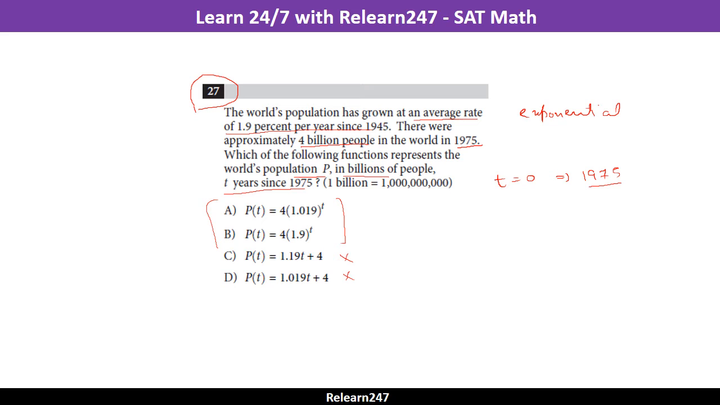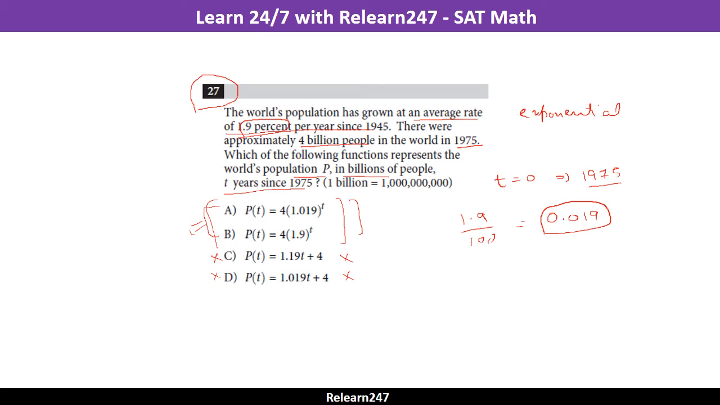We have already eliminated these two options, and in these two we can just substitute the values and check for our answer, right friends. Also we need not even substitute our value because we can directly find our answer from here. So it is given that the average rate is 1.9% per year. So 1.9% means 1.9 divided by 100, so this would be equal to 0.019, right friends.